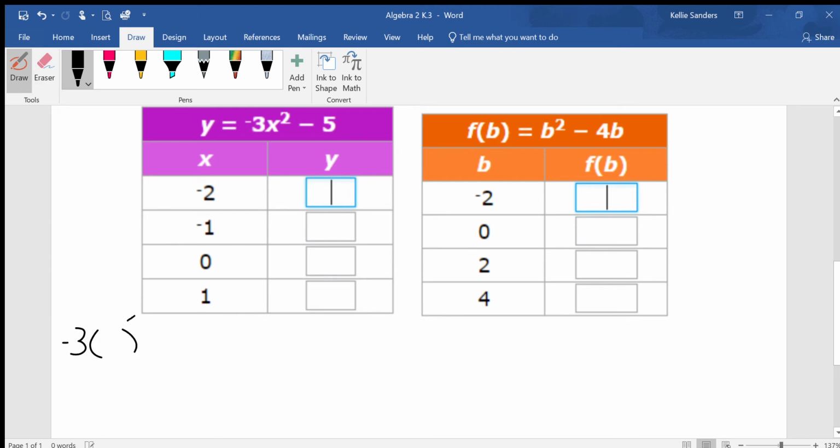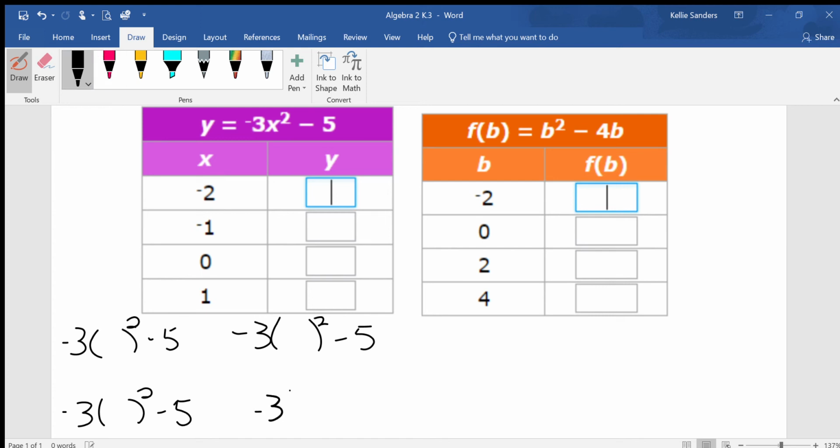Negative 3x squared minus 5. We put a negative 2 in, we put a negative 1 in, we put 0 in, and we put 1 in. So we do the exponents first because there's nothing to do inside the parentheses. So negative 2 times negative 2 is 4. Negative 3 times 4 minus 5. Negative 3 times 4 is negative 12. Minus 5 is negative 17.